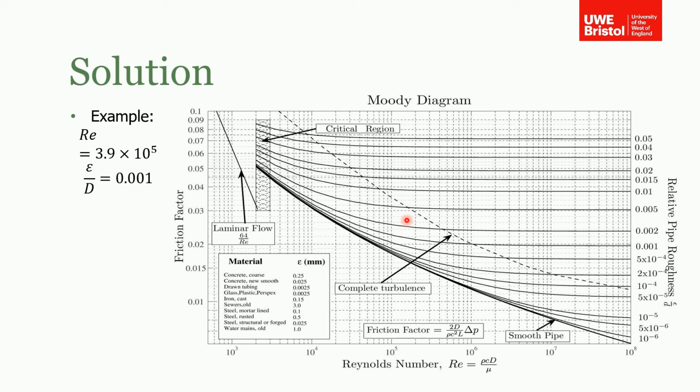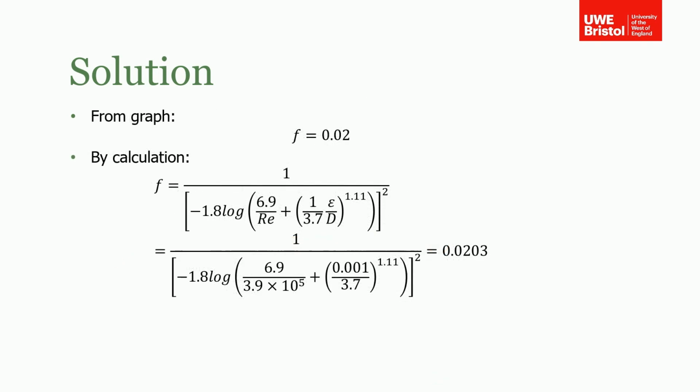So now we've got everything we need to calculate the friction factor from the Moody diagram. We know our Reynolds number, which is 3.9 times 10 to the 5, which is around about here. And we know our relative pipe roughness is 0.001, so we're on this line. We need to find the point where these two intersect, which is just about there, and if we read it off, it's around about 0.02, the friction factor. Again, just to show you, if you were to use the formula, you get it ever so slightly more accurate. It comes out at 0.0203.